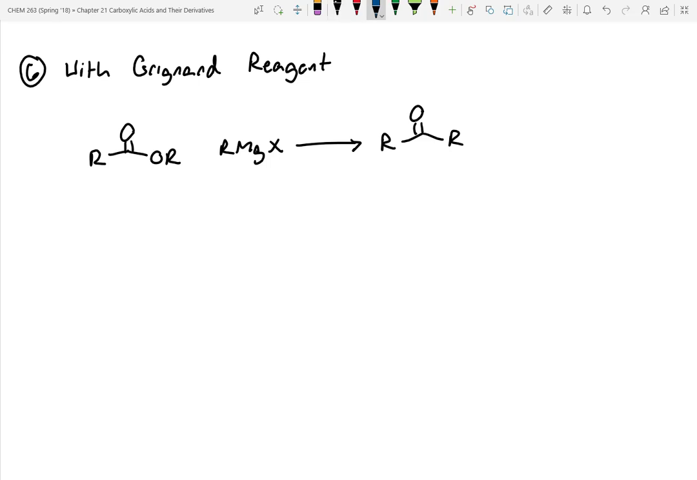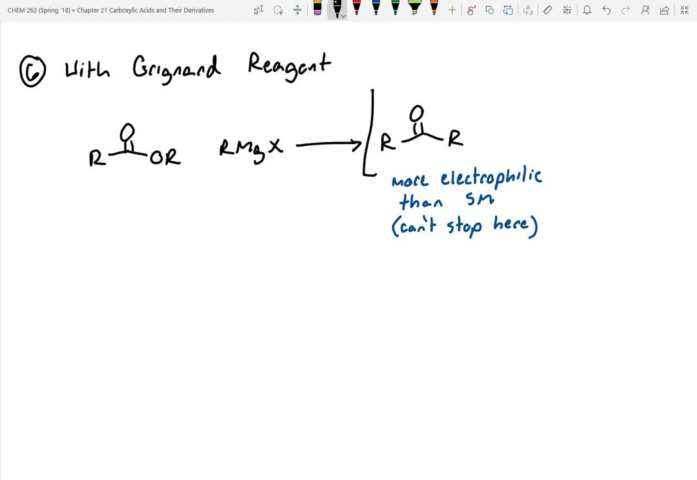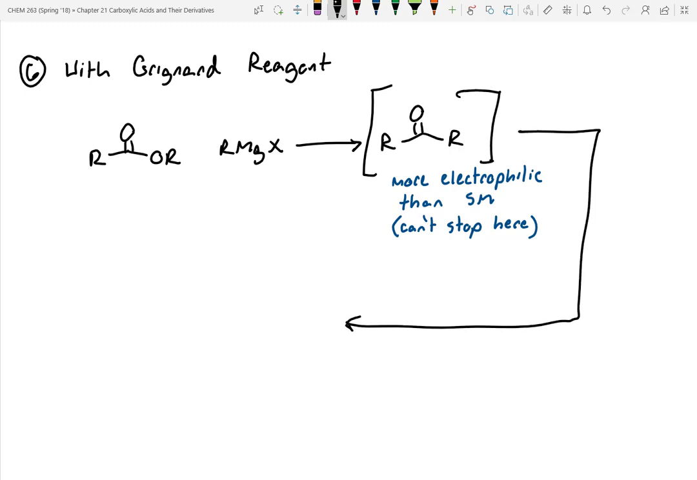Again, the problem is this is more electrophilic than the starting material, meaning you can't stop here. So the reality is you do go through this in the process, but quite often you're going to overshoot. So let me make this step one.